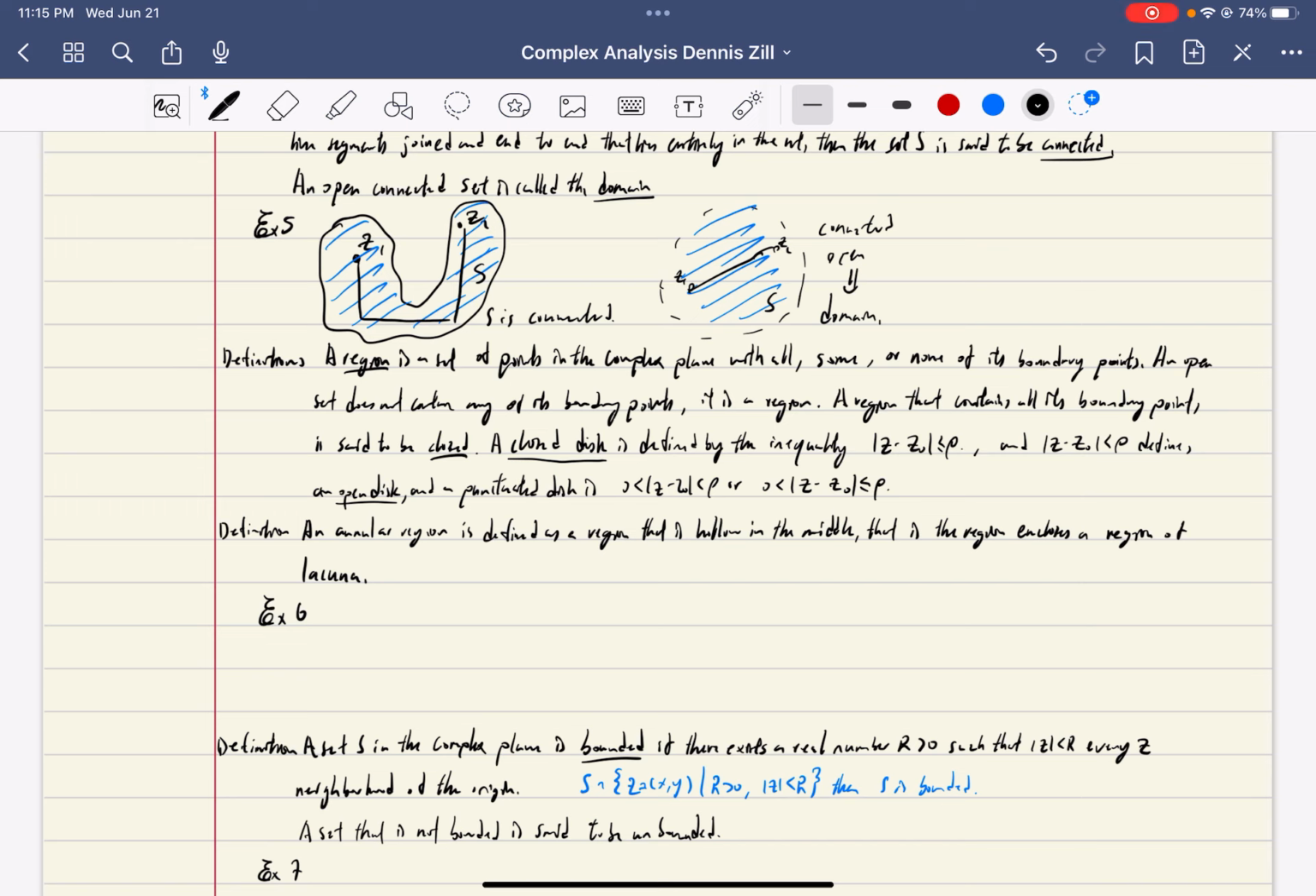disk is defined by the inequality 0 < |z - z0| < ρ, or it is inclusive, so it's less than or equal to ρ.